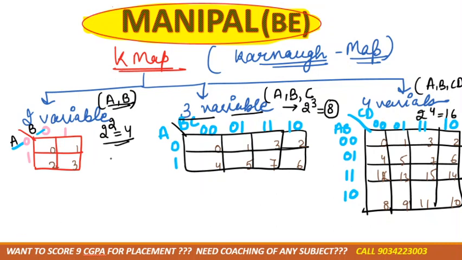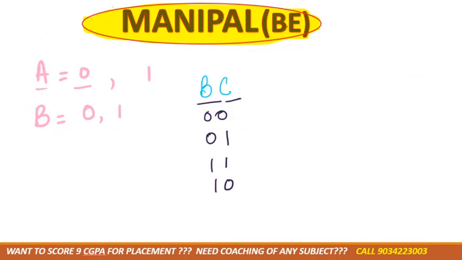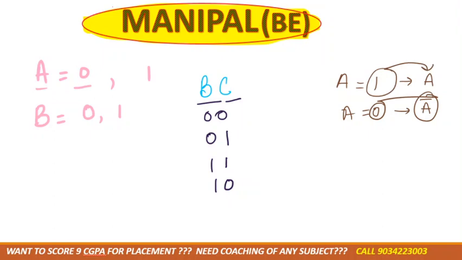Now next we need to study about the numbers. If I want to add a number in this box, what would it be? Always remember, if A is equal to 1, then it will be represented by A only. If A is equal to 0, then it will be represented by A bar. So basically 0 is represented by a bar, and 1 is represented by the same letter.